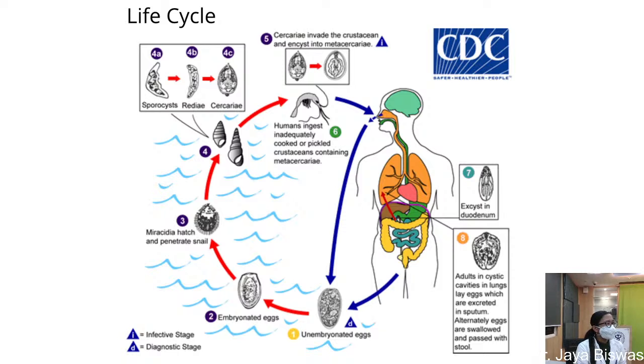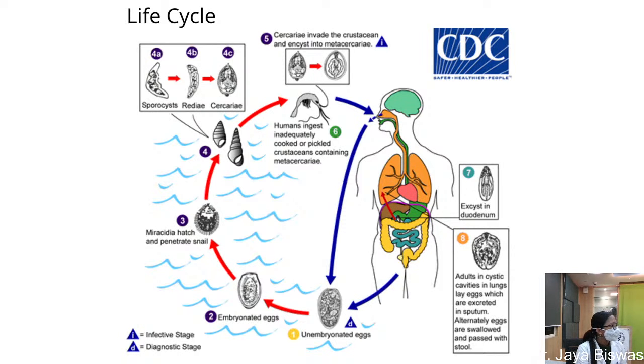So this snail will be infected by the egg containing miracidium, and this miracidium will then develop into sporocyst. Sporocyst then develops into redia, and this redia develops into cercaria, and this cercaria then leaves the snail, and the cercaria develops into metacercaria, which infects the crustaceans or crab.